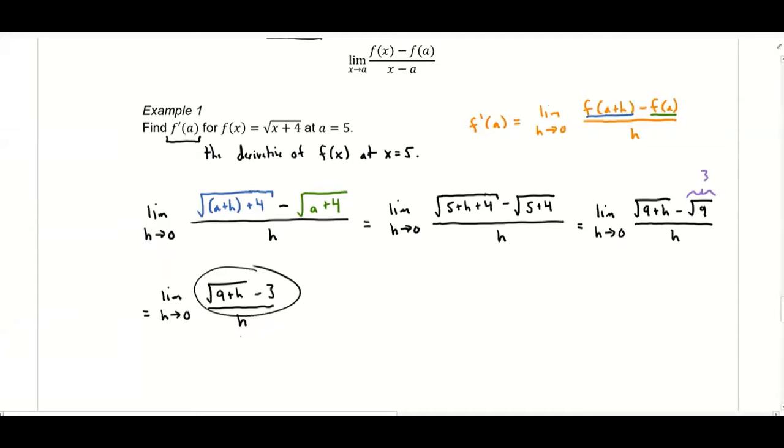And notice that since I have a binomial expression in my numerator and one of them has a square root in it, one technique that might help us out here is rationalizing the function, or multiplying both the numerator and the denominator by, in this case, the conjugate of the numerator. So I'm going to multiply both my numerator and my denominator by the conjugate of the numerator. The conjugate of this numerator is going to be the square root of 9 plus h plus 3. And I'm just going to do that multiplication for both the numerator and the denominator.